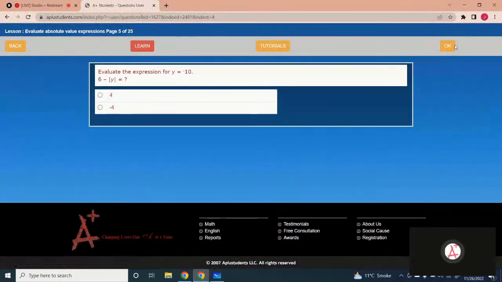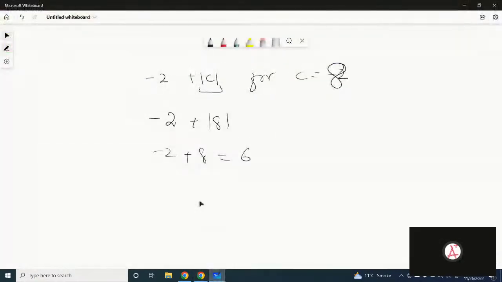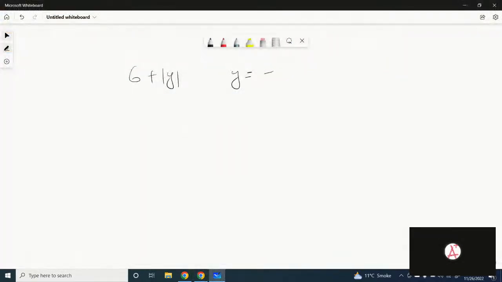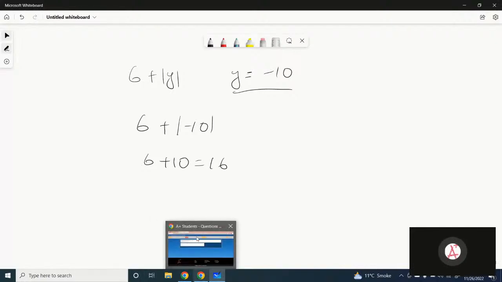Okay, the next one is y equals negative 10 and 6 plus the absolute value of y. Just replace the y with the value. It would be 6 plus the absolute value of negative 10. Got it? The absolute value of negative 10 is 10, so it would be 6 plus 10. So 6 plus 10 equals 16. Got it? So select the correct option and click on the OK button. The correct option is 16.